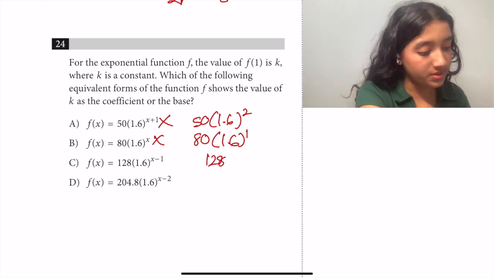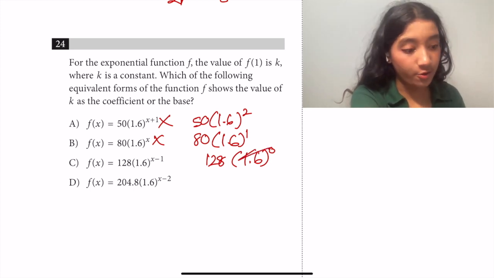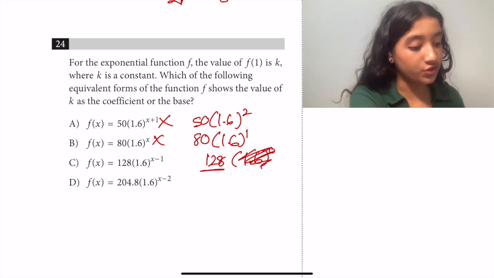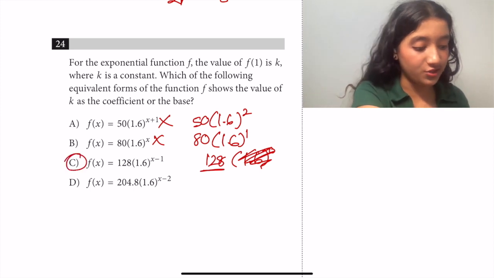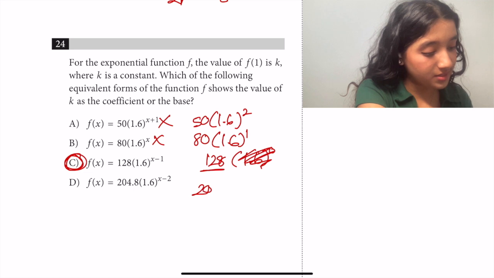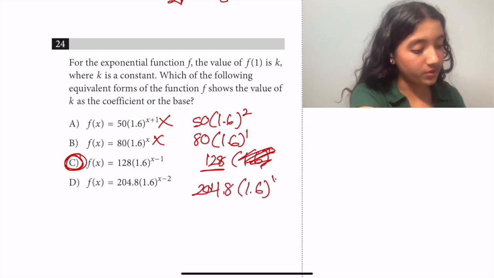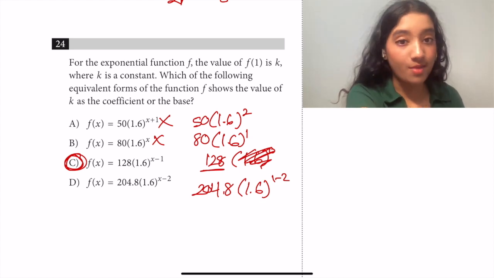128 times 1.6 to the 0th, because 1 minus 1 is 0. Well, 1.6 to the 0th is 1, so that does cancel out and leaves us with our coefficient of 128. So we know that's our answer. And then you could also check the last option, 204.8 times 1.6 to the 1 minus 2, well, that doesn't cancel out. So we know our option is C.